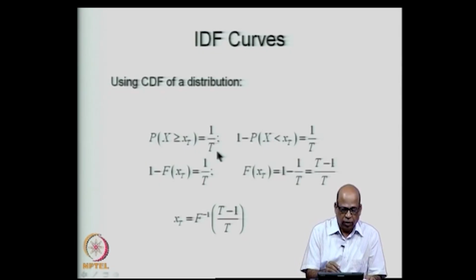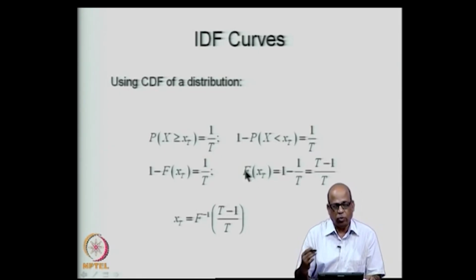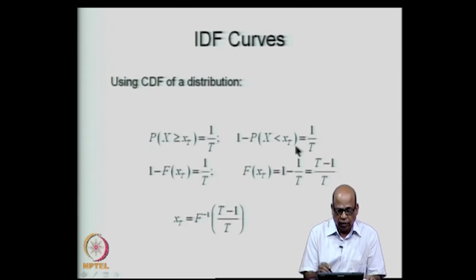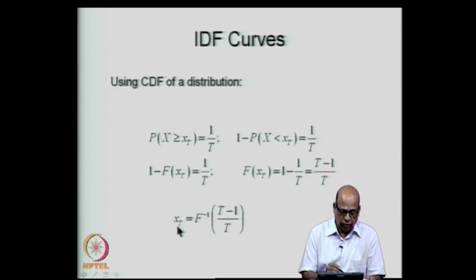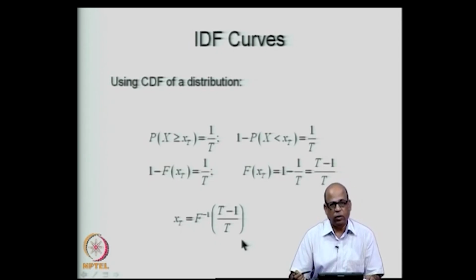How do we do that? Return period is known. So, the probability of x being greater than or equal to x t is 1 by t, and what we are interested in is using the CDF. CDF gives you the probability of x being less than or equal to x t, and this we get by 1 minus 1 by t. Therefore, f of x t is 1 minus 1 over t, or t minus 1 divided by t. From this we can get x t as f inverse of t minus 1 divided by t. If f can be inverted, then you can get x t. So, this is possible for some of the distributions.